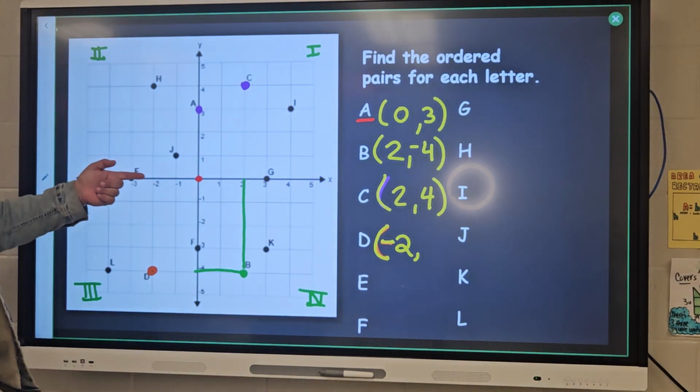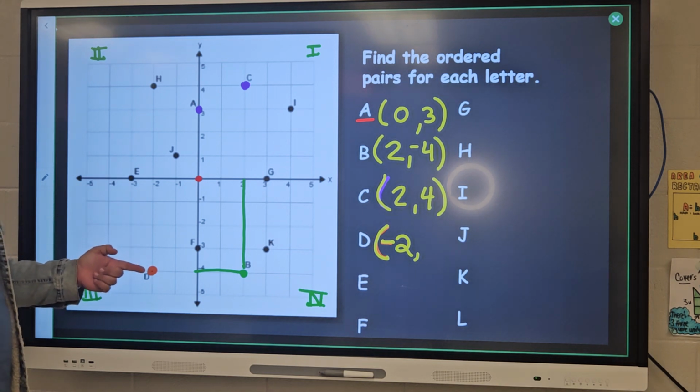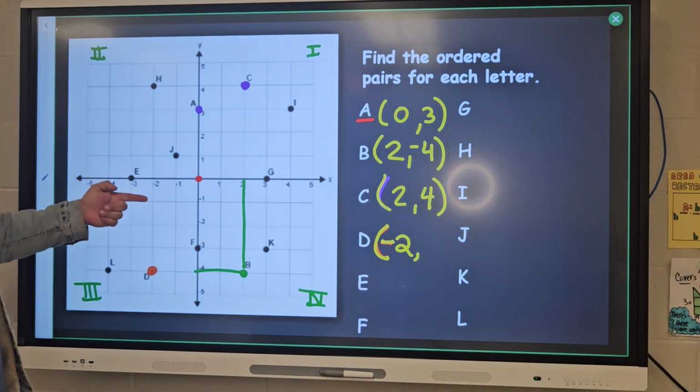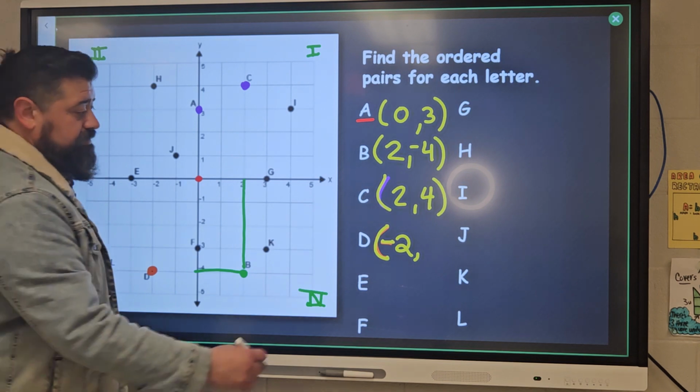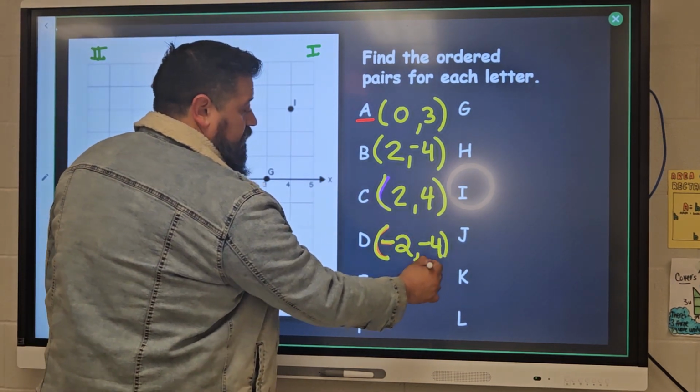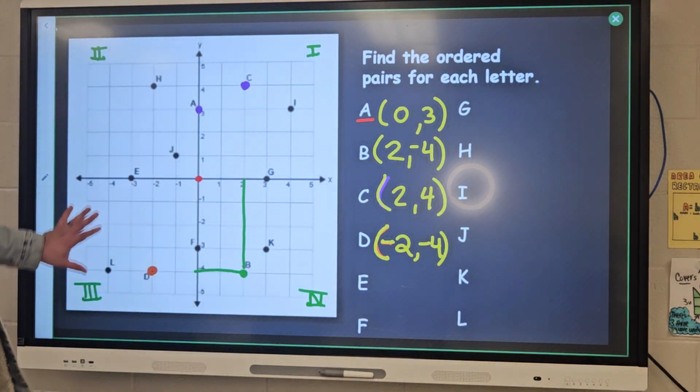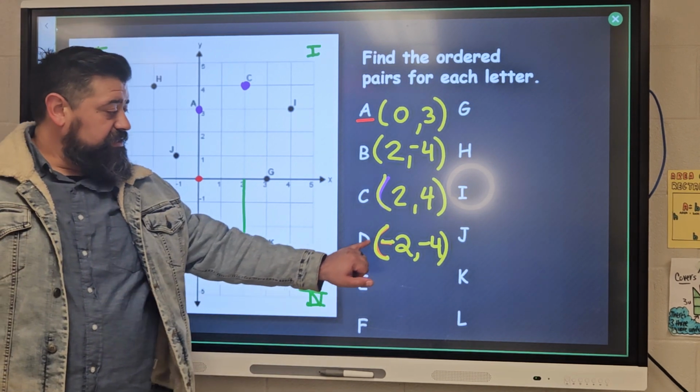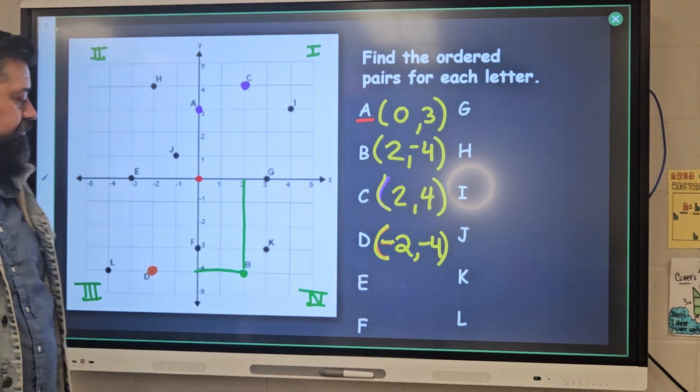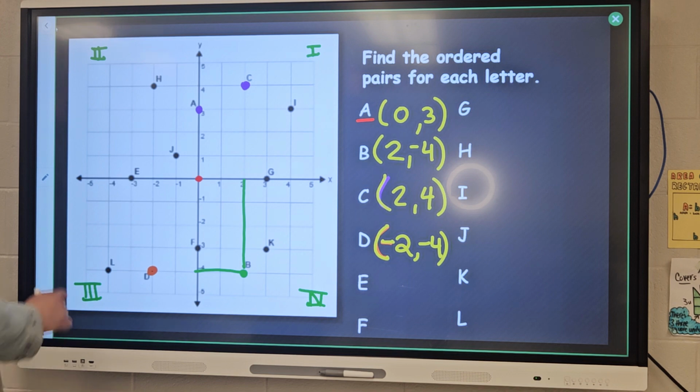And then, well, you have to go down, right, to get to it. And anytime you go down, it's a negative. So you're going to come down 1, 2, 3, 4 units. And remember, anything that falls in quadrant 3, you're going to have 2 negatives. And both of these are negatives right there. Okay? All right, let's look at E.